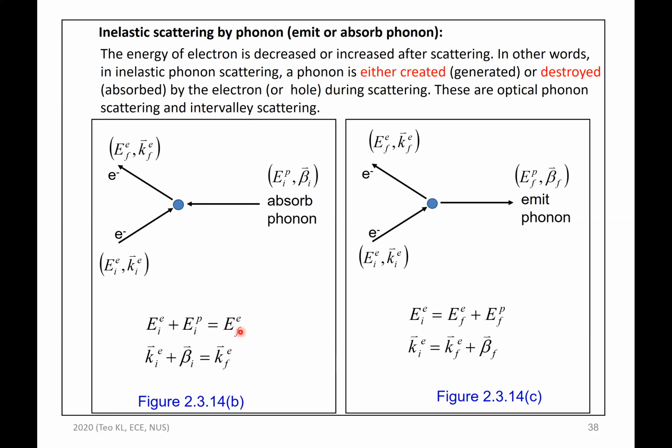So absorbing a phonon is considered inelastic scattering. Emission of phonon is also inelastic scattering because the energy of the electron after scattering is increased because it absorbs the phonon energy, or decreased because E_i minus E_f, that is emission of phonon energy. So the energy of the electron in the final state is decreased.